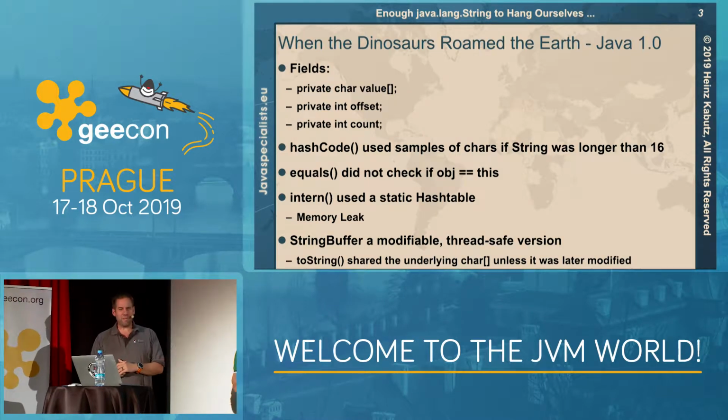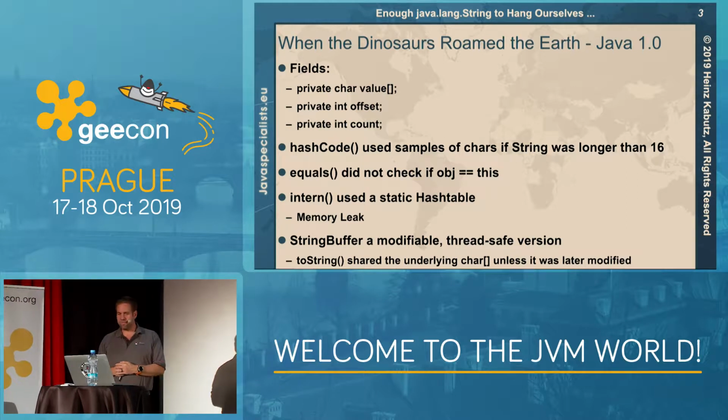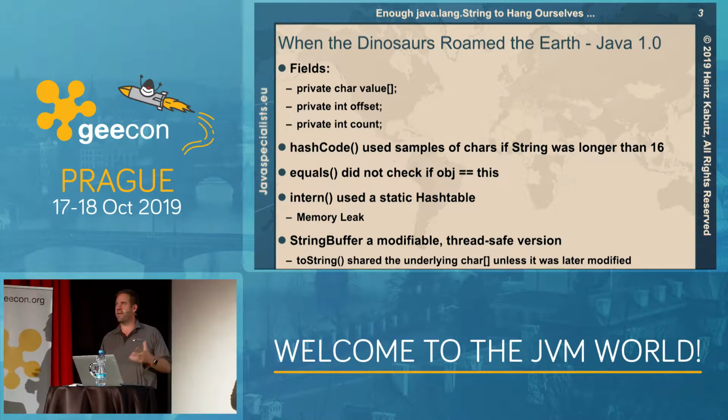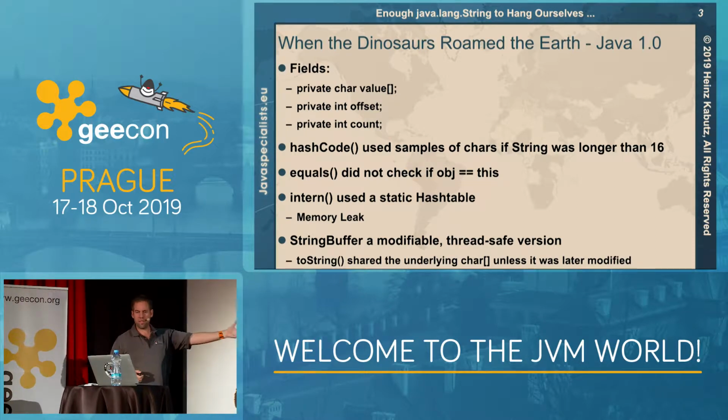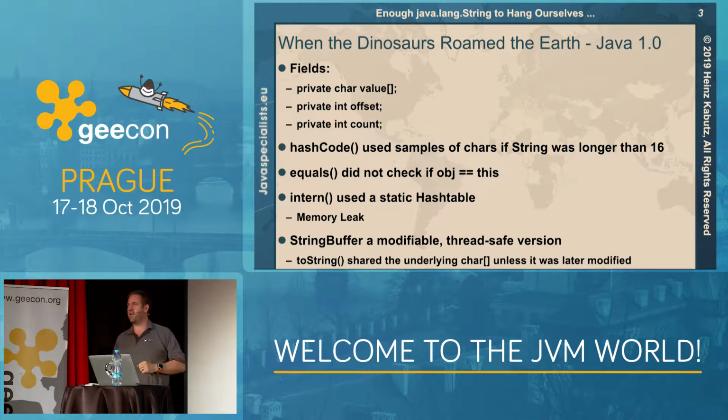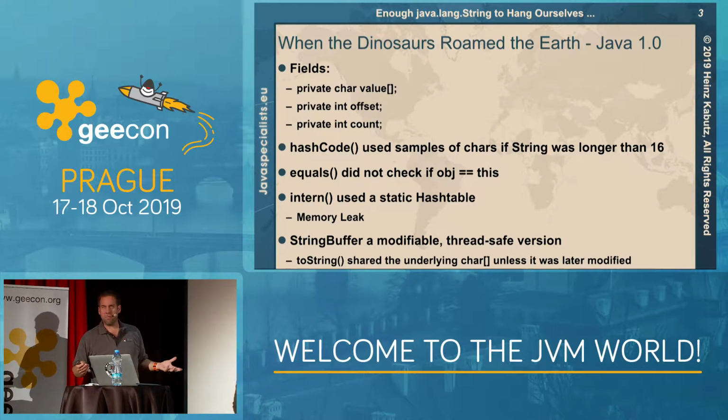And StringBuffer was a modifiable thread-safe version. What was interesting about StringBuffer in those days was that it actually shared the underlying char array with String. So when you made a String from a StringBuffer, it had the same underlying char array. And if you then changed the StringBuffer afterwards, it made a copy internally.